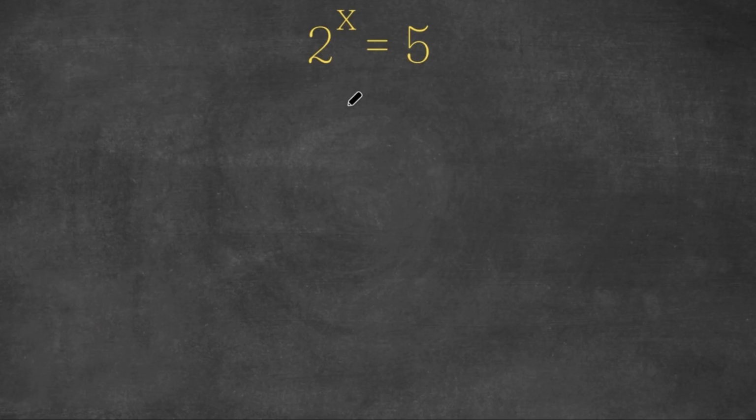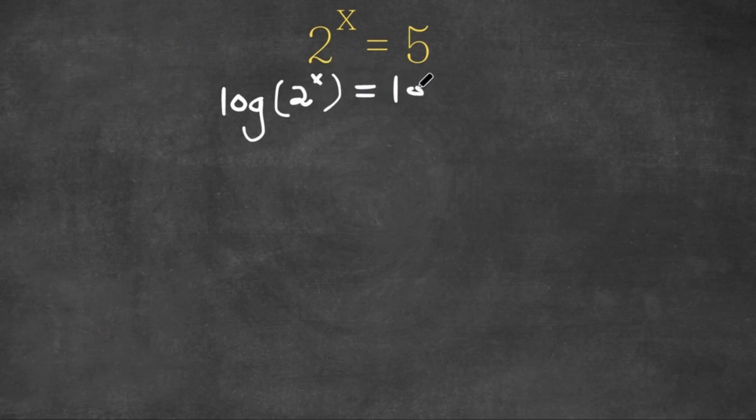In today's video, I'm going to be teaching you guys how to solve this exponential equation. So we have 2 to the power of x is equal to 5. Now the first thing I'm going to do is I'm going to take the log of both sides. So now we have log 2 to the power of x is equal to log 5.